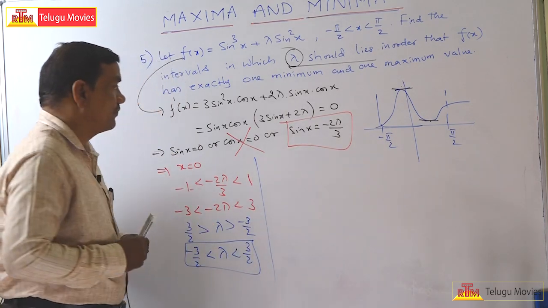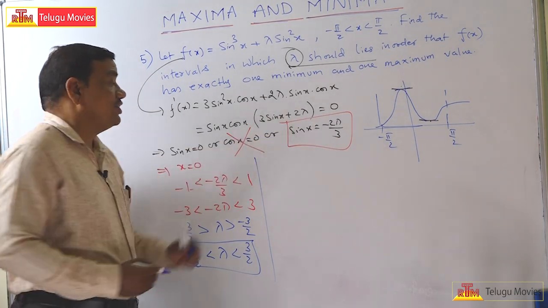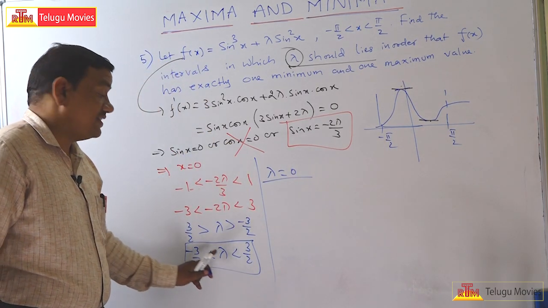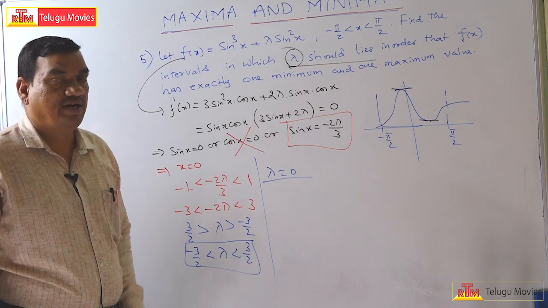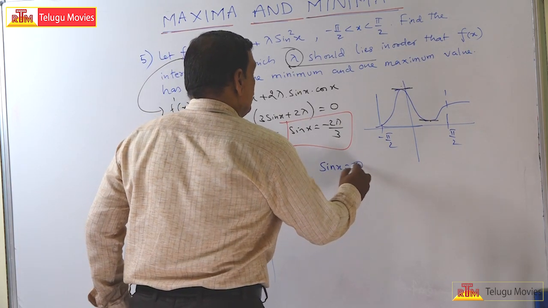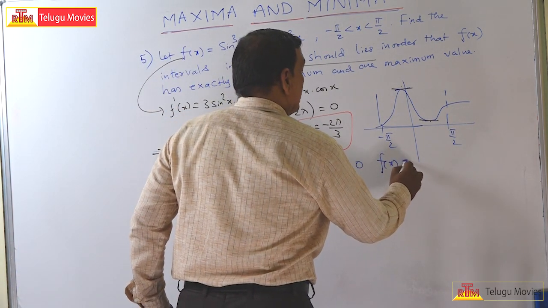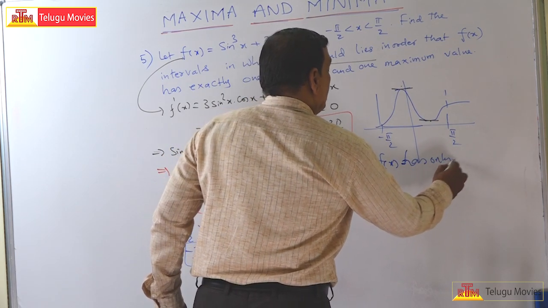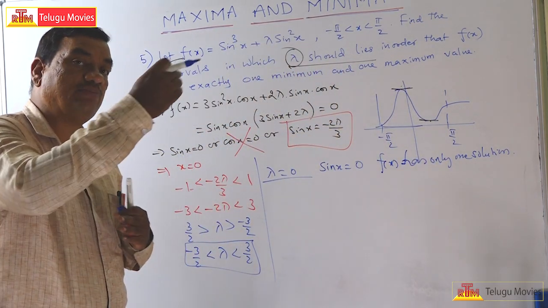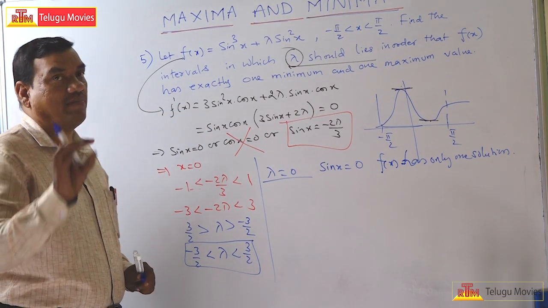Now see here what happens. Lambda takes values between minus 3 by 2 and plus 3 by 2. But if lambda is equal to 0, what happens? Sin x is equal to 0. Therefore, f of x has only one solution. It may be either a maximum or a minimum. But the question says the function should have one minimum and one maximum.